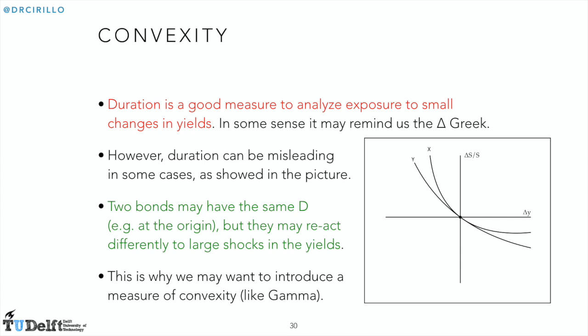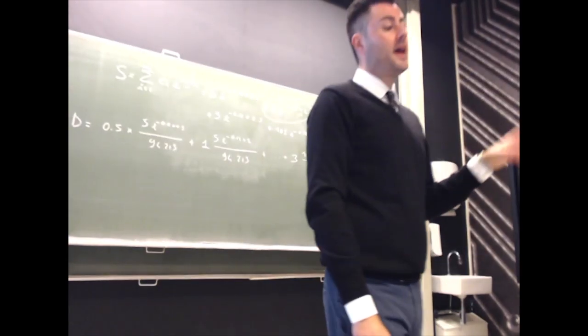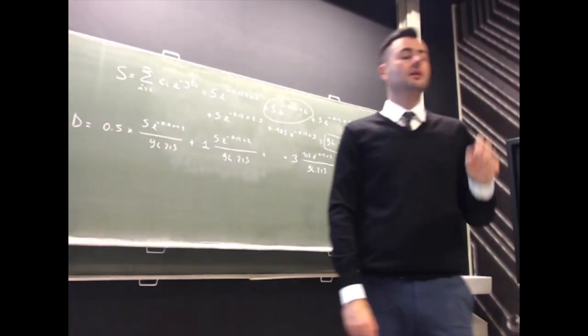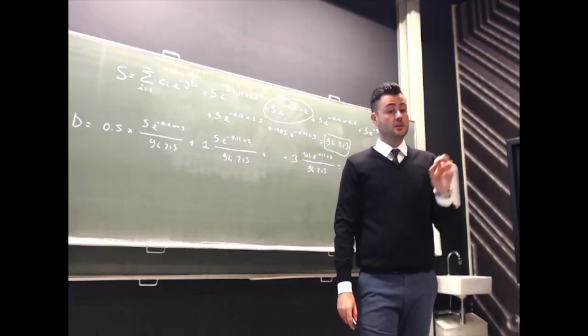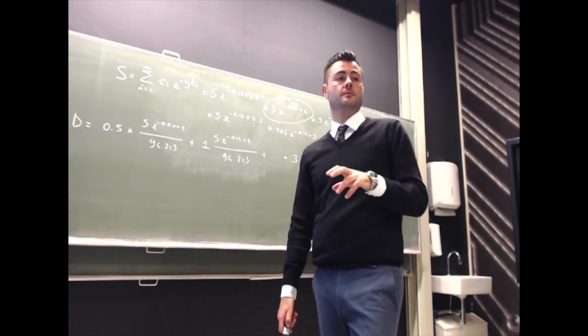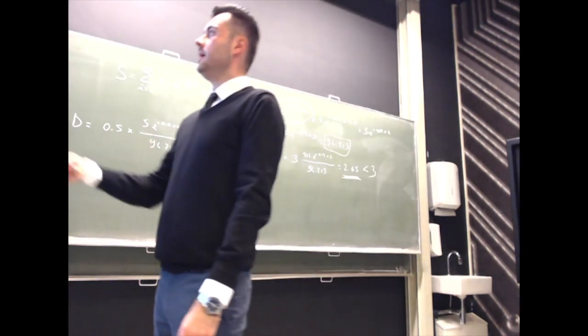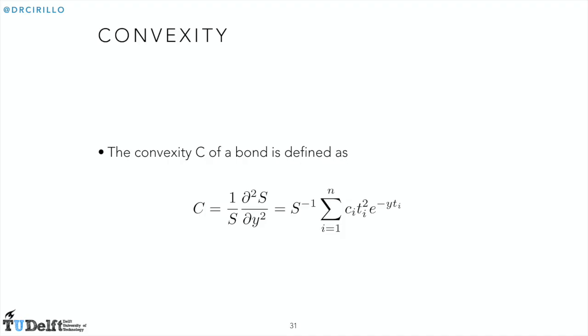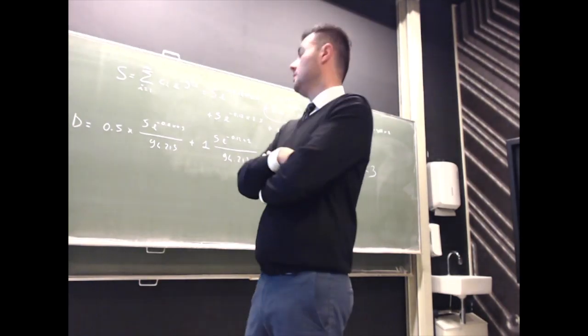So convexity is a quantity that, like duration, is not directly the derivative, but it is a quantity that includes the derivative. In the case of convexity, the second derivative. If you do that, convexity is defined as 1 over s. Notice that here there is not the minus sign. It's 1 over s, the second partial derivative with respect to the interest rates, with respect to the yield. Again, if you solve the derivative, this is the formula that you get. Okay?